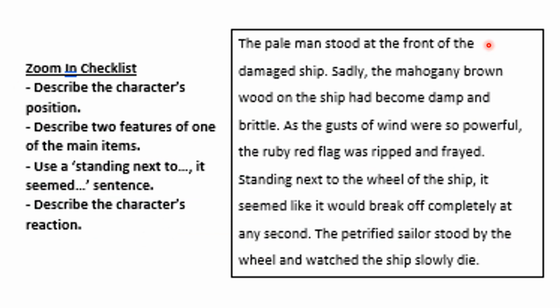Let's read it together. The pale man stood at the front of the damaged ship. Sadly, the mahogany brown wood on the ship had become damp and brittle. As the gusts of wind were so powerful, the ruby red flag was ripped and frayed. Standing next to the wheel of the ship, it seemed like it would break off completely at any second. The petrified sailor stood by the wheel and watched the ship slowly die.